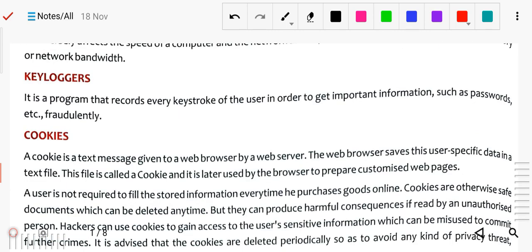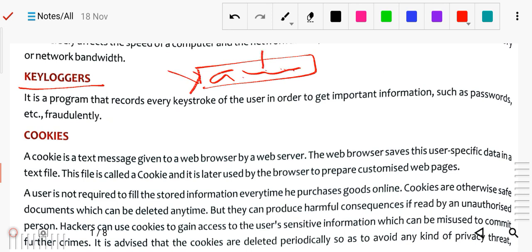Next we have keyloggers. It is a program that records every keystroke of the user in order to get important information such as passwords. So with a keylogger, whatever you are typing on the keyboard, it will trace and store, including whatever password you type and which keys you use the most. All that is recorded and saved, which is called a keylogger.